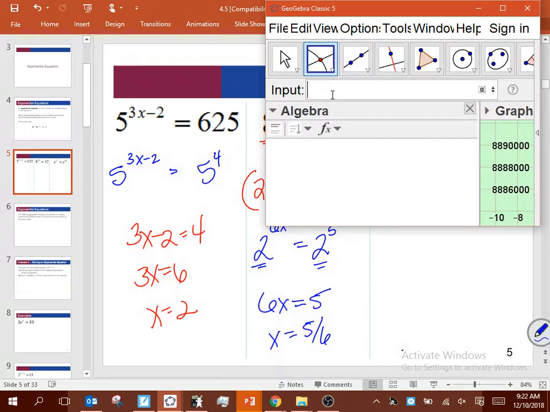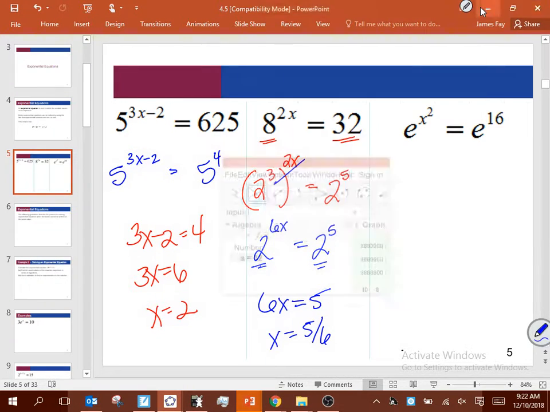I'll take 8 and raise it to the 5/3. It spits back 32, right? Okay, and that's what we were looking for. So, like any other equation, once you find x, plug it back in. See if you get your statement.